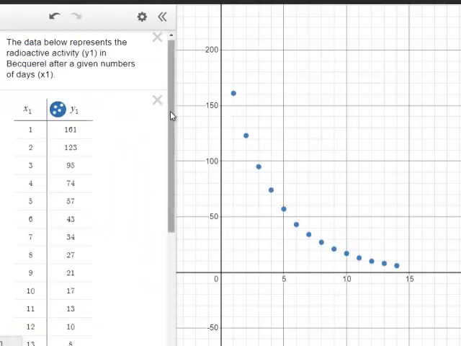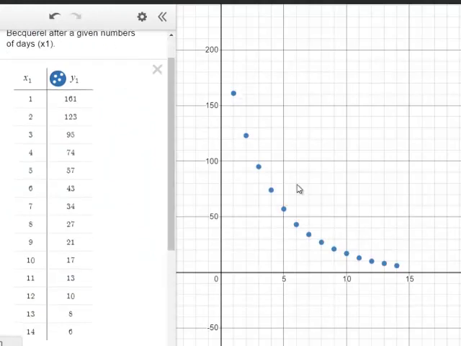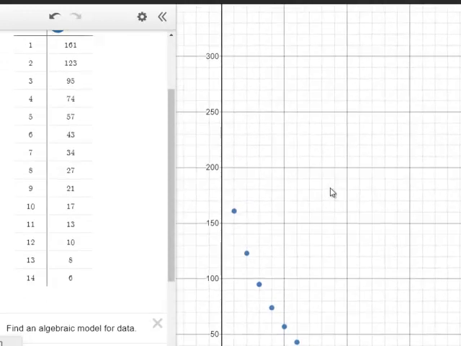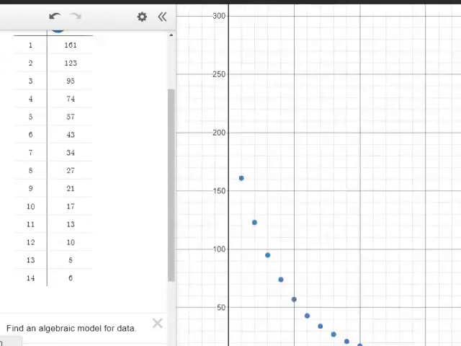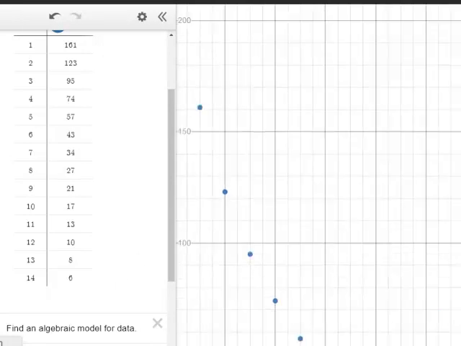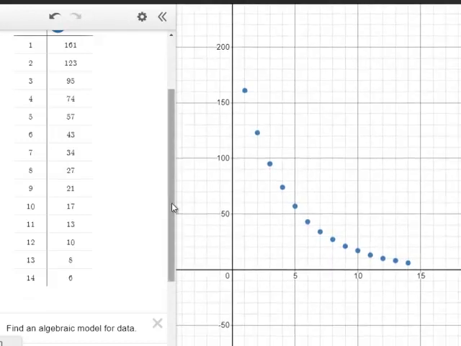I already started doing that in Desmos. These are the same data that you just saw, and here they are. They graph nicely. If you move around or zoom in or zoom out, that's of course fine. But if you want to have it back to the original one, click that little plus symbol here, zoom fit, right next to the table, and there it is. All right.